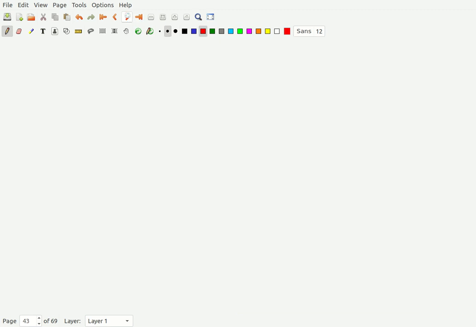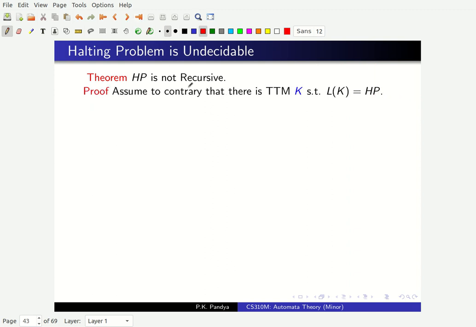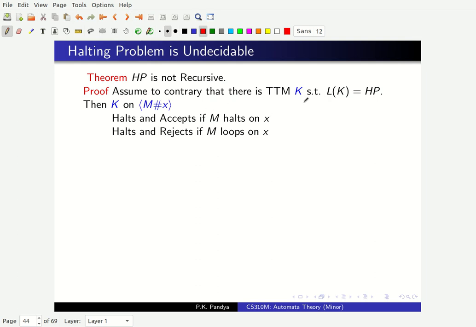Okay, saying that HP is not recursive, in order to show that it is not recursive, we will assume to the contrary that it is recursive, so there must be a total Turing machine which will recognize this set. So we will assume to the contrary that it is recursive, and hence there exists a total Turing machine K such that the language of the Turing machine K is the same as HP, right? This is the definition of a set being recursive, right? To elaborate on this, that there is a total Turing machine K whose language is HP, we mean this is just the expansion of this statement.